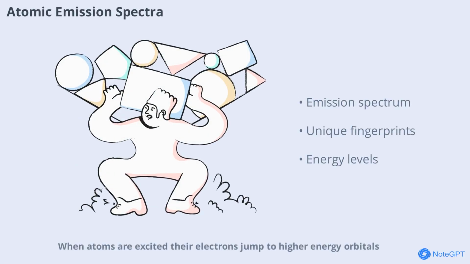When atoms are excited, their electrons jump to higher energy orbitals. As they return to lower energy states, they emit light at specific wavelengths, creating an emission spectrum. Each element has a unique spectrum which acts like a fingerprint for identifying it. This phenomenon is direct evidence of quantized energy levels in atoms.